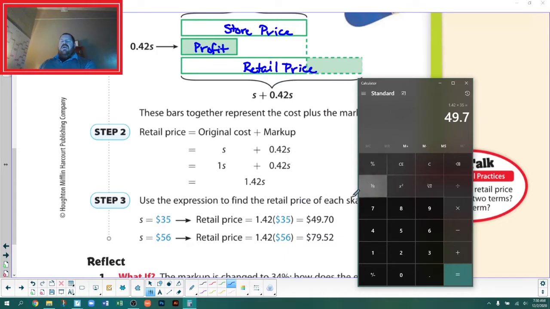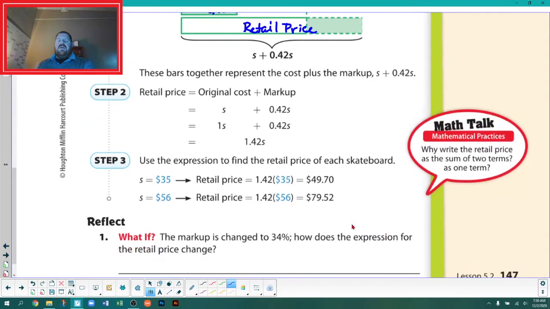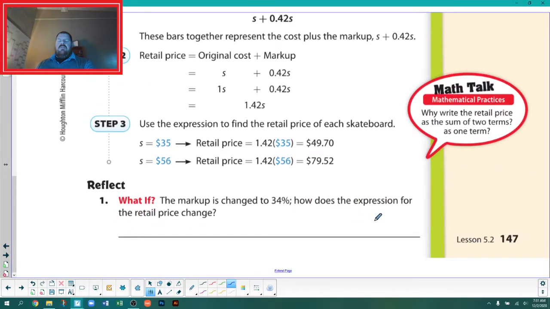The other way that you can do this is in two steps. The $35 that it cost me to buy it, I can multiply that by 0.42, and that's going to figure out how much profit I want to make. I want to make $14.70 profit, and then I can add that to the original price, $35. And I get the same thing. You can do the same thing for the $56 one. I'm not going to do that right now.